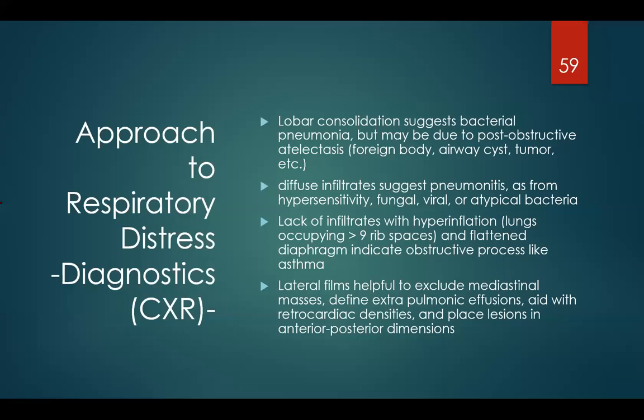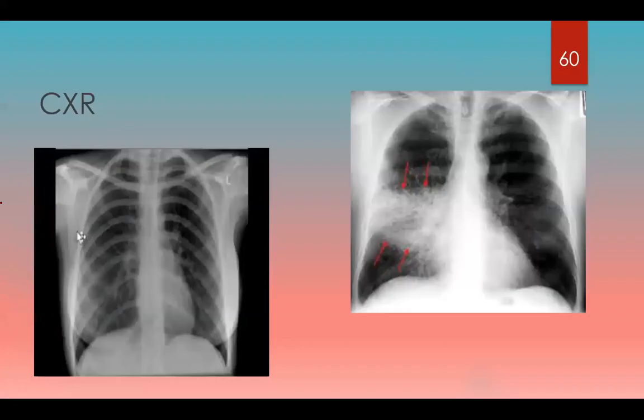The flattened diaphragm indicates an obstructive-like process like asthma. In our lateral films, it may be helpful to exclude mediastinal masses or a pneumomediastinum. Also define extrapulmonic effusions, aid with retrocardiac densities, and place lesions in the anterior or posterior dimensions.